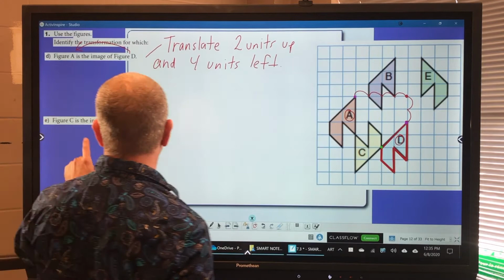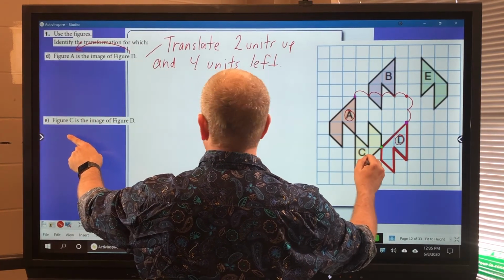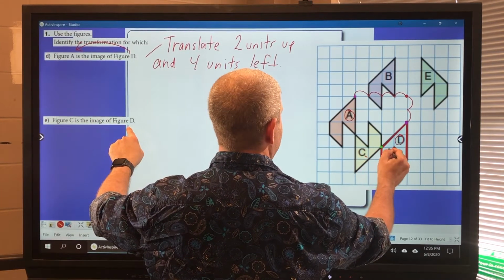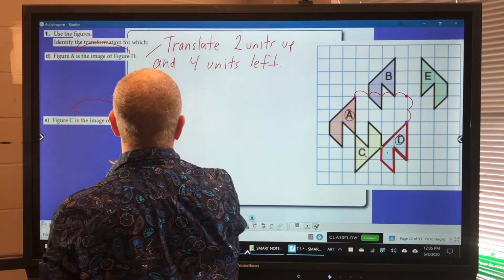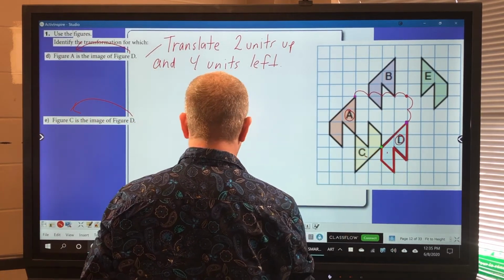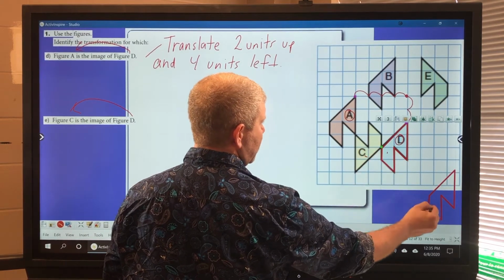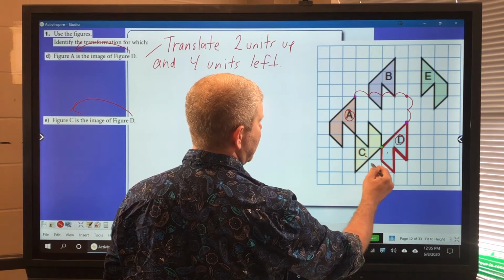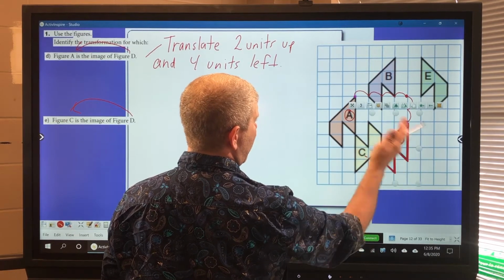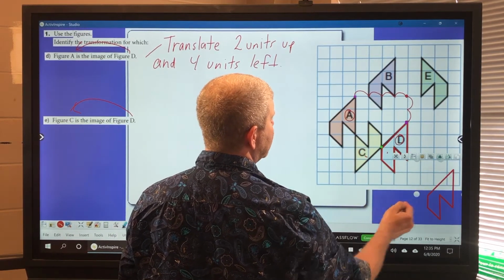Let's look at the next question. Figure C is the image of figure D. So C is the image. We need to go from D over to C. So how do we go from D to C? Well, the first thing we can kind of tell is it's not going to be a translation. Translation doesn't work. A flip's probably not going to work at all. So it looks like it's going to be a rotation.